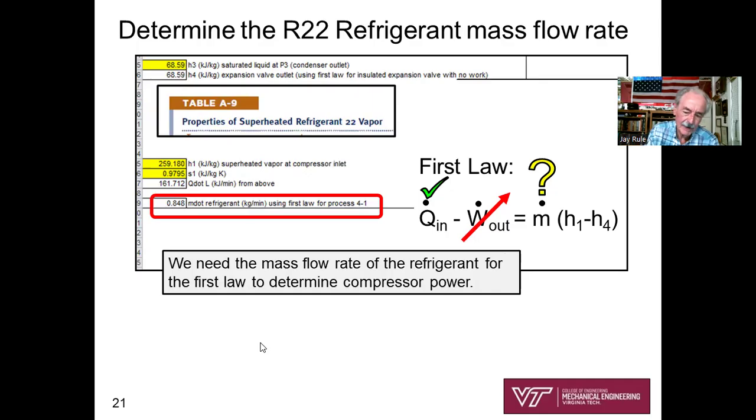Okay. Say, well, why did we do that? Well, we need the mass flow rate for the refrigerant in order to apply the first law to the compressor. So are you starting to see why just looking for formulas in the book is not going to win the day for you? You've got to think through the analysis steps here rather than just writing formulas down. Okay. We found M dot of the refrigerant, 0.848 kilograms per minute.